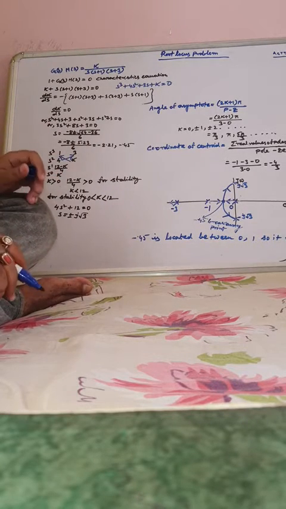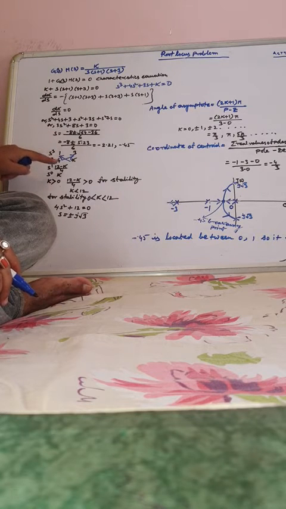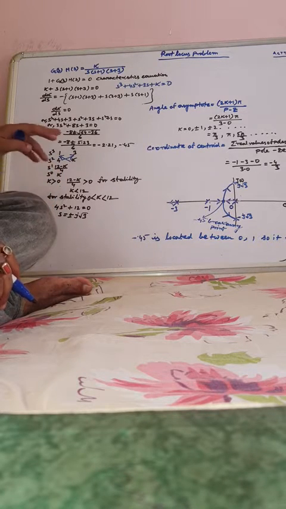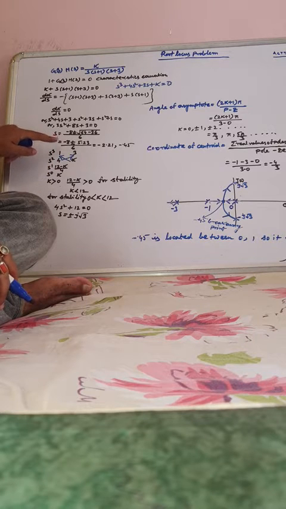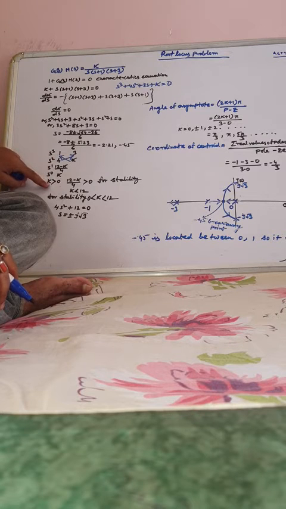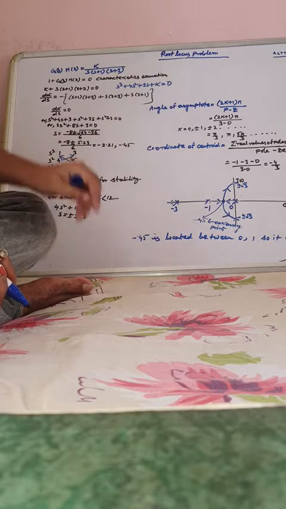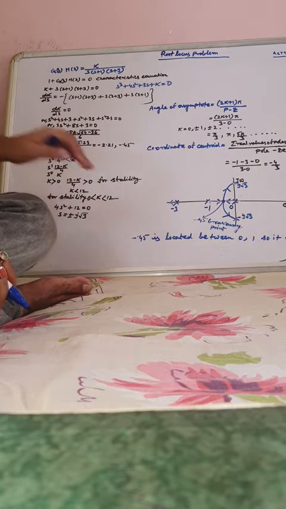So for the stability condition, no sign changes will be accepted for all entries of the first column. K greater than 0 for stability, and (12 minus K) by 4 greater than 0 for stability. So K is less than 12. Now for the stability condition, K should lie between 0 and 12.